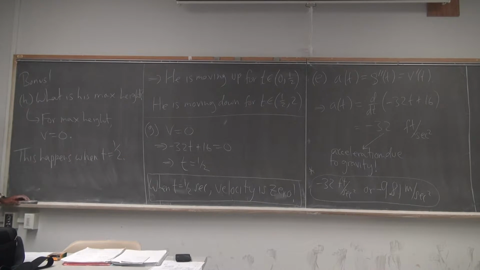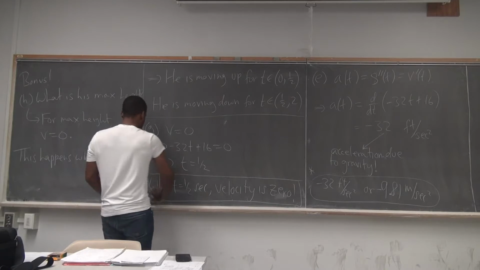So what's his maximum height? I know velocity equals 0 at time equals a half, so max height would be what? Max height can't be 0. We know at one point it was 32 feet above the water, so it's definitely not 0. It has to be at least 32.